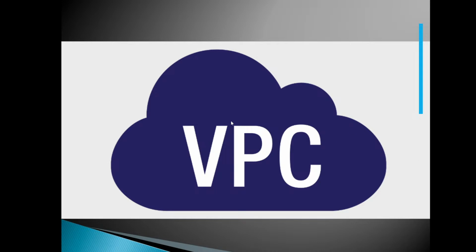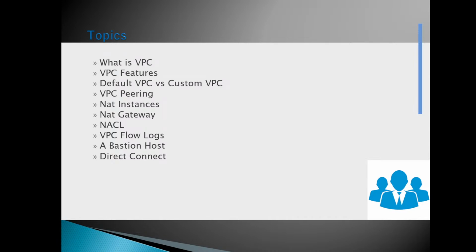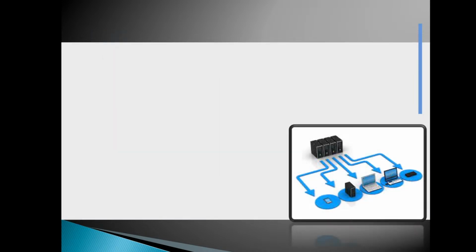So we are going to cover VPC in three parts. Okay, so what is VPC? Features, default VPC, custom VPC, peering, NAT gateway, instance, NACL, workflow, Bastion, Direct Connect. Now what is VPC? VPC is a virtual data center in the cloud.